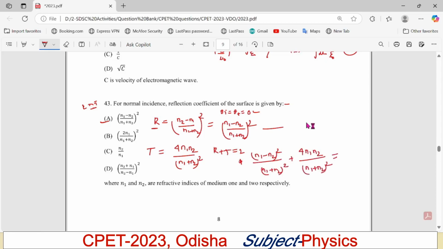So here the denominator is (n1 plus n2) whole square and the numerator is also (n1 plus n2) whole square, so the value will be 1. You just remember this one also: transmission coefficient is 4 n1 n2 by (n1 plus n2) whole square, and this is the reflection coefficient value. Option A is your correct answer. Now we are going to move to our next question, question number 44.